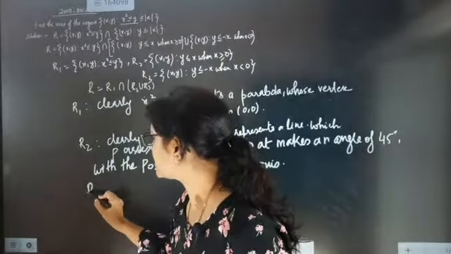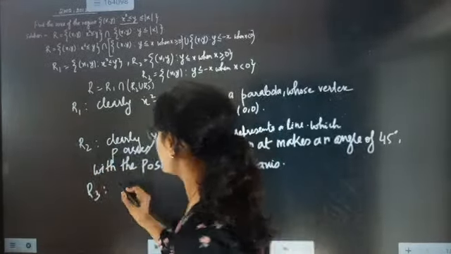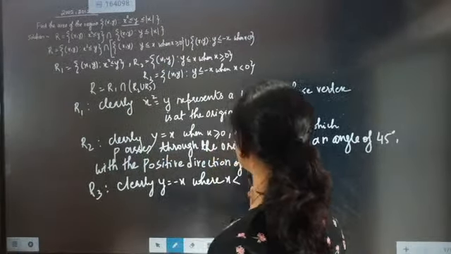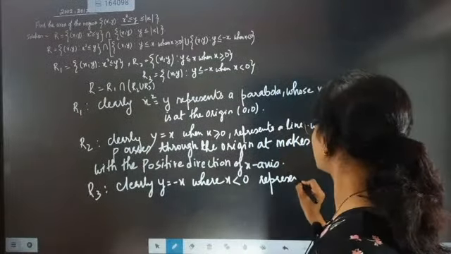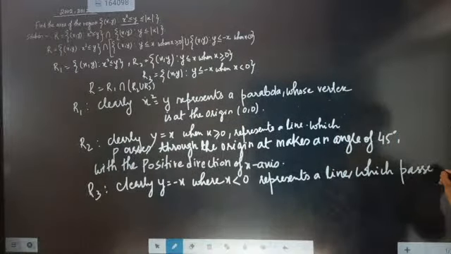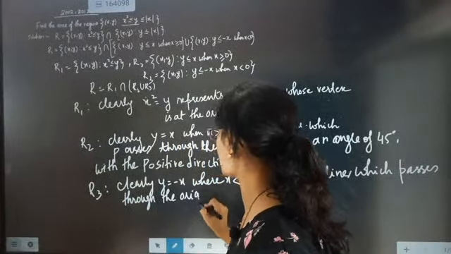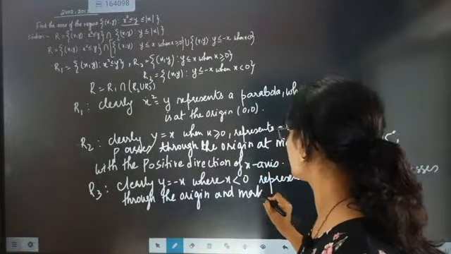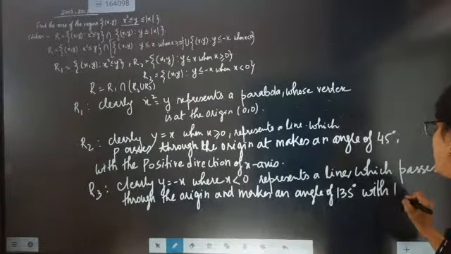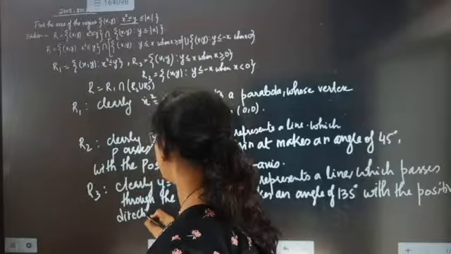Now R3 is clearly again a line. Clearly y equal to minus x, where x is less than 0, represents a line which passes through the origin and makes an angle of 135 degrees with the positive direction of the x-axis.